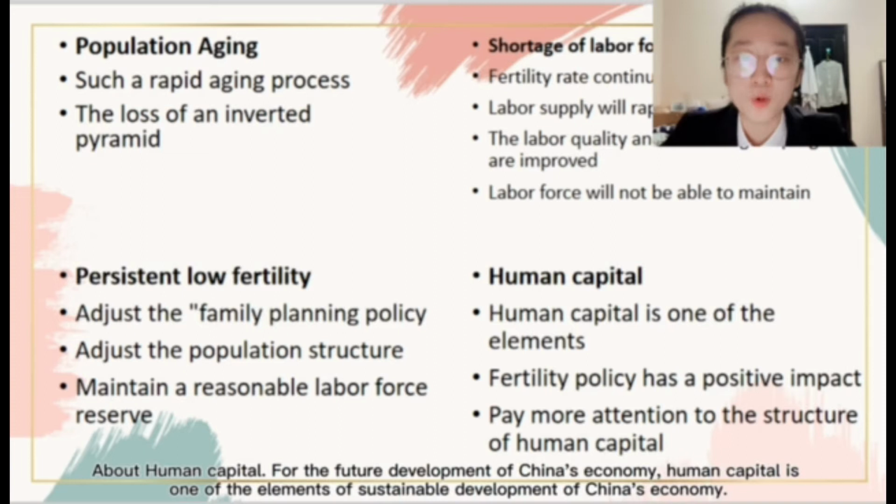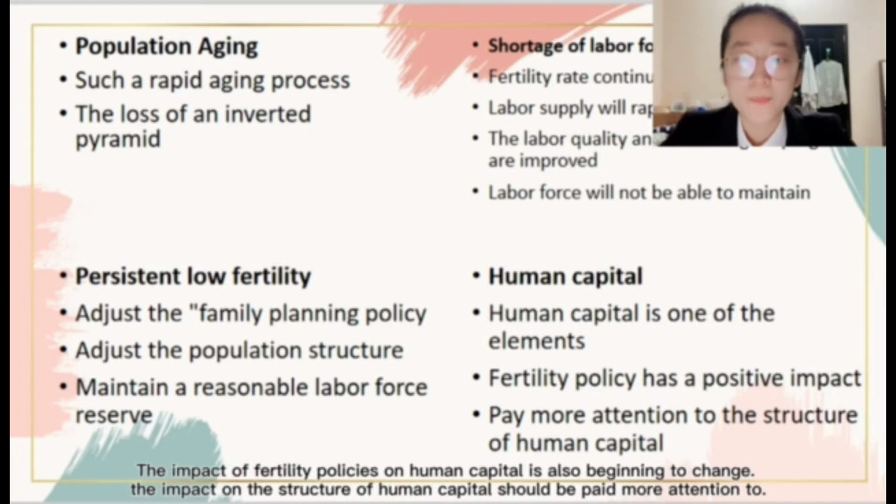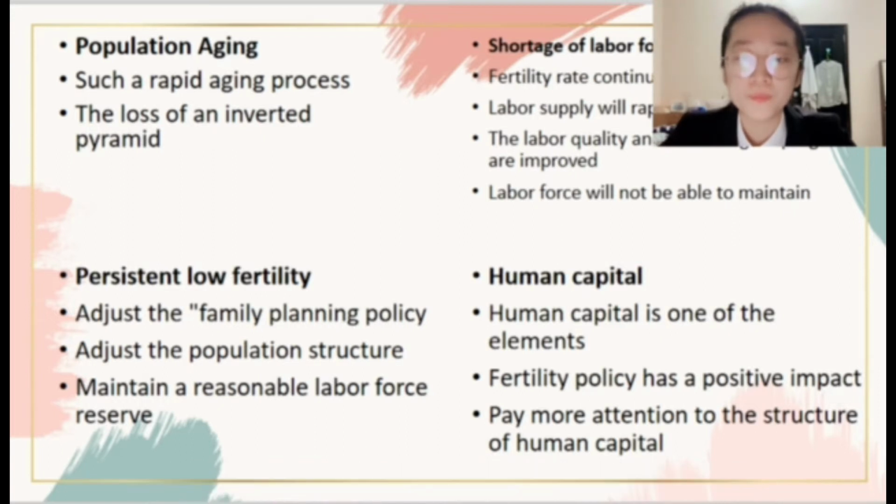About human capital for the future development of China's economy. Human capital is one of the elements of sustainable development of China's economy. The fertility policy has a positive impact on China's human capital accumulation, mainly due to the improvement of human capital quality. The impact of fertility policies on human capital is also beginning to change. The impact on the structure of human capital should be paid more attention to.